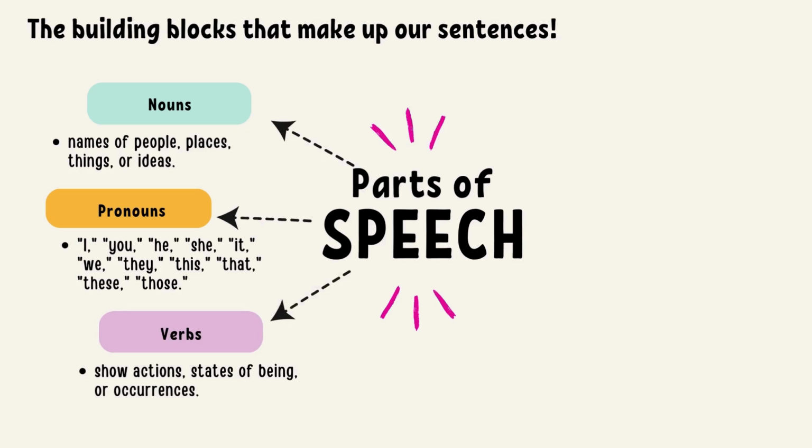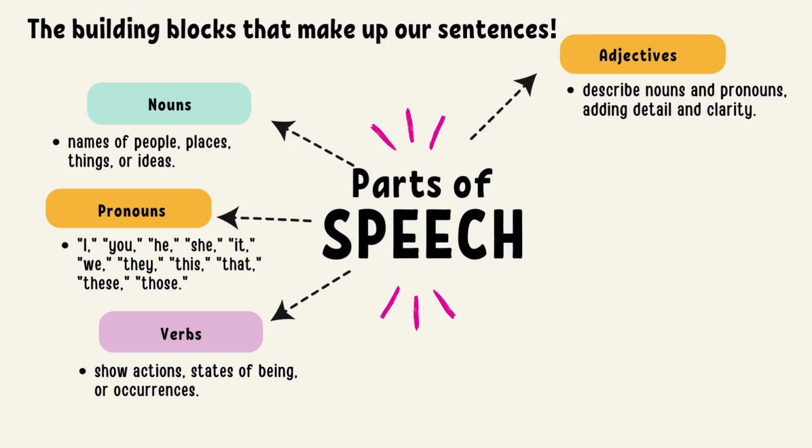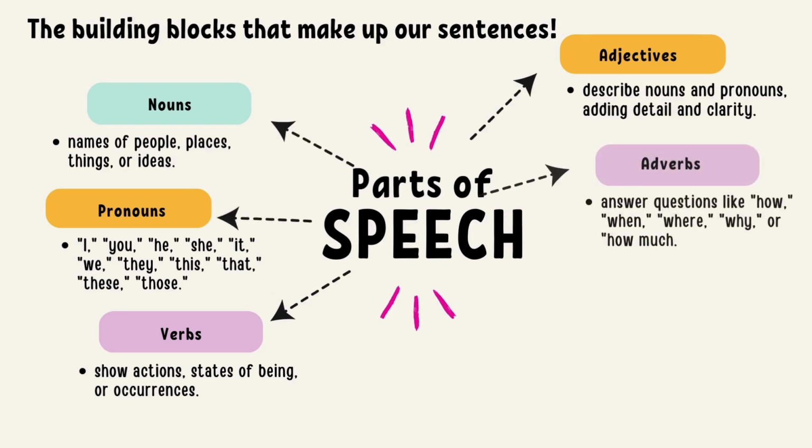3. Verbs. Verbs show actions, states of being, or occurrences. They're the dynamic part of a sentence, telling us what's happening. 4. Adjectives. These words describe nouns and pronouns, adding detail and clarity. 5. Adverbs. Adverbs modify verbs, adjectives, or other adverbs. They answer questions like how, when, where, why, or how much.